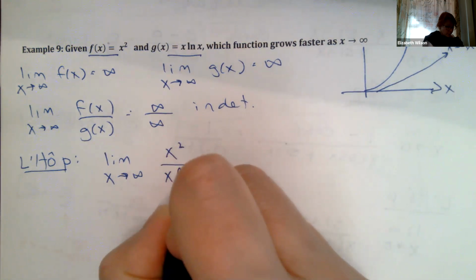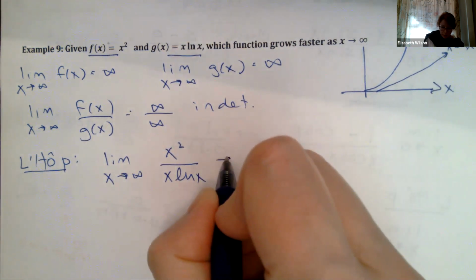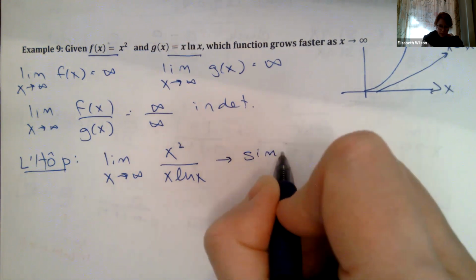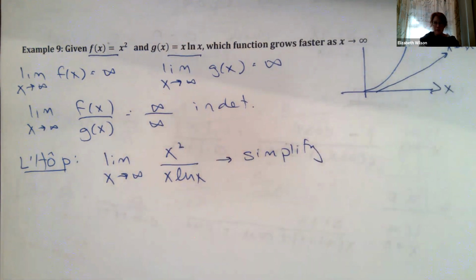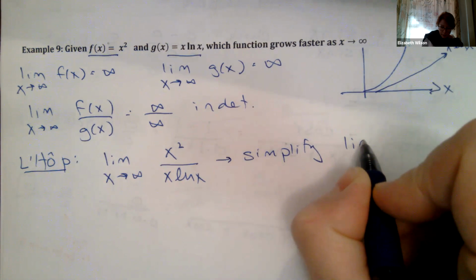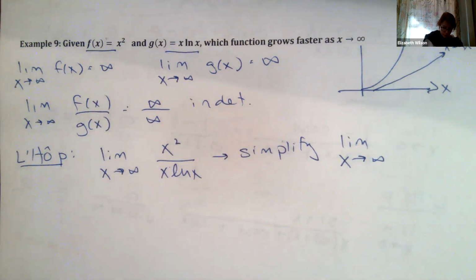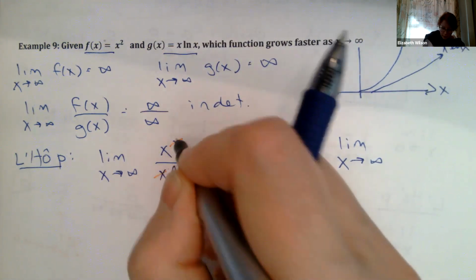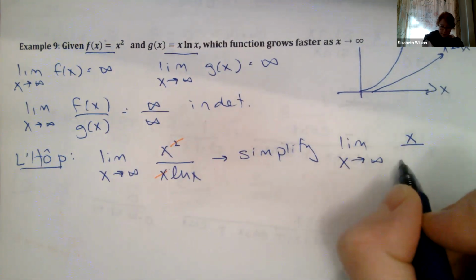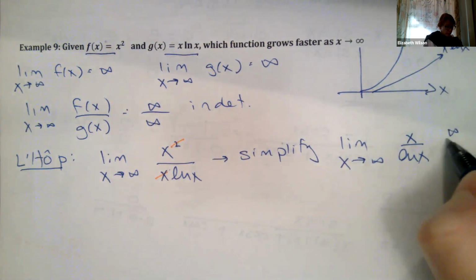x squared over x ln of x. So this is infinity over infinity. That's how we can use L'Hopital's. But first, before I do L'Hopital's, I'm going to simplify, because otherwise I'd have to do L'Hopital's twice. I'll end up at the same spot, but simplifying helps. So as x goes to infinity, I can cancel off one of these x's, and I get x over ln of x. It's still indeterminate, infinity over infinity, so I can keep working it.